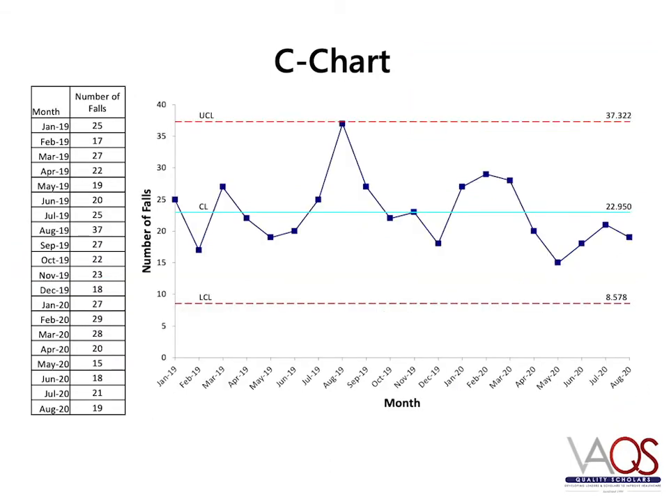Next, we will look at the number of falls in the hospital per month with a C-chart. Remember, the C-chart is used when there's a constant denominator, so in creating the C-chart, only the numerator, the number of falls, is needed. One of the first things you may notice about the C-chart is that the control limits are straight. This is because the denominator is constant for each data point.